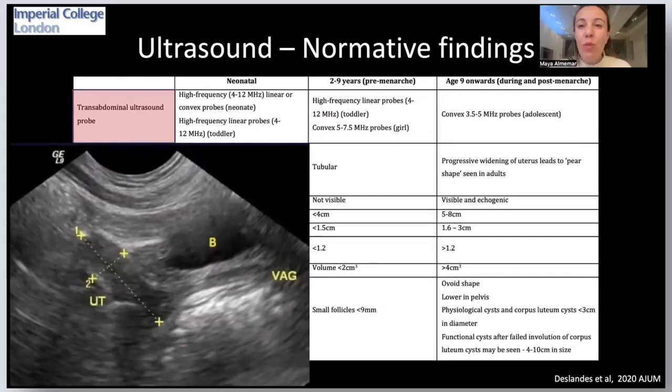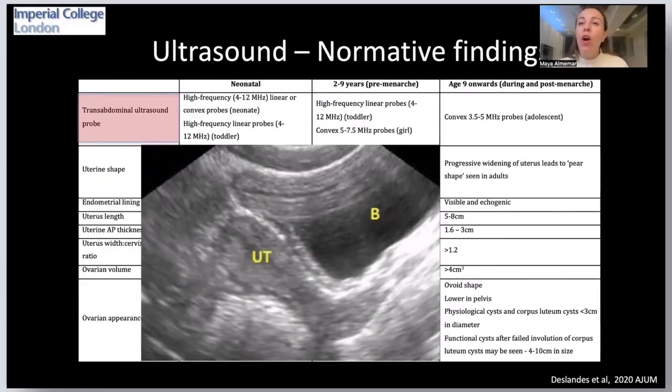And then you get this more typical premenarchal appearance of a tubular uterus with a non-visible endometrial stripe. And then the ratio of the cervix to the uterine body starts to change. From the age of 9 onwards, from the premenarchal to the postmenarchal period, you'll see the progressive widening of the uterus to a more typical pear-shaped appearance, and you'll probably start to see changes in the endometrium. And as menarche starts and periods begin, we see the typical cyclical changes within the endometrium.